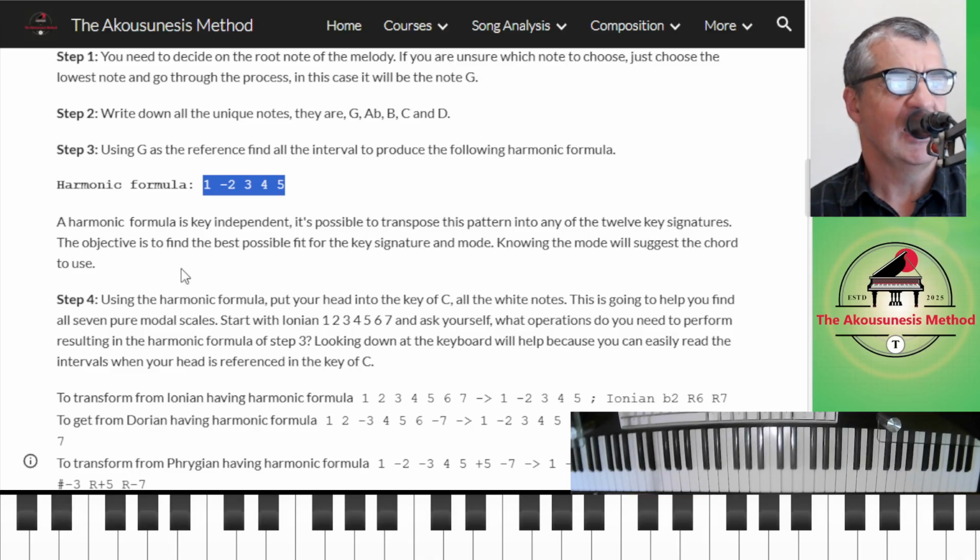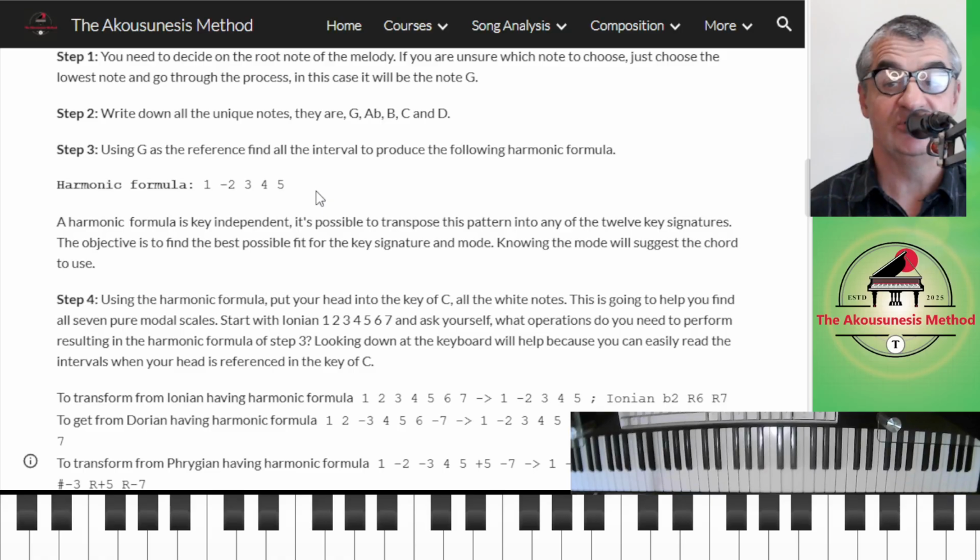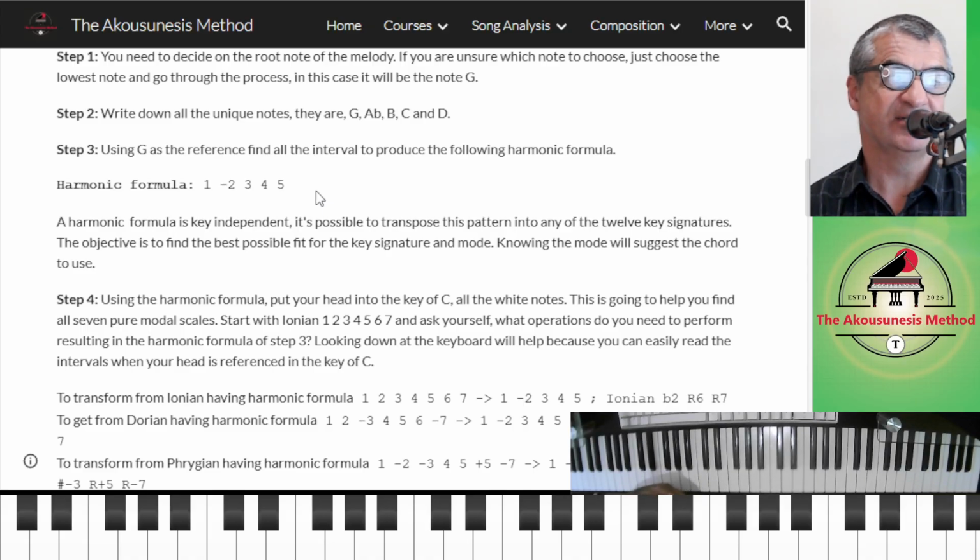A harmonic formula is key independent. There's no key signature involved here. But what we want to do is place that pattern into a key signature, and then we can see what chords it can lie over as well and what mode it lies in. So all that information we're going to extract.